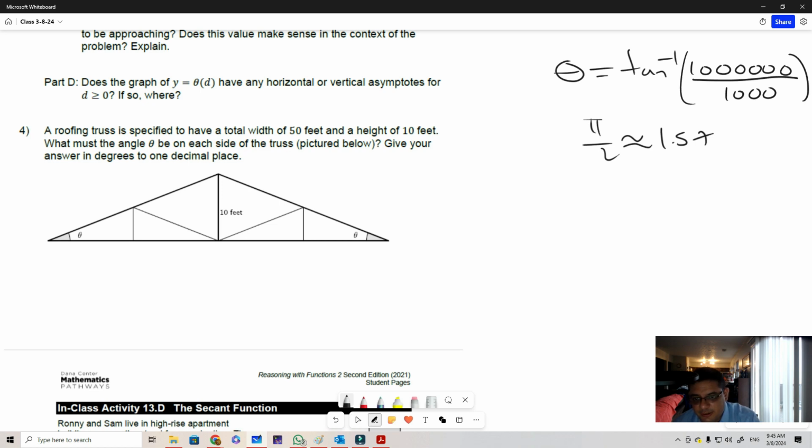Notice that we have here a right triangle where the opposite is 10 feet, and of course, because this is measuring 50 feet in total, then each of these sides should be only 25. And if we're considering one of these triangles, then I can check the angle by doing tangent to the -1 of 25 over 10. And so this is going to give me like 21.8 degrees.